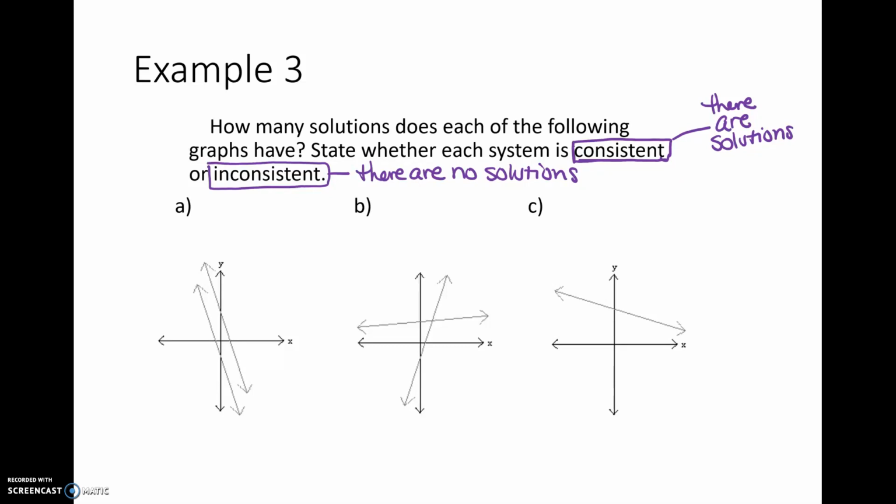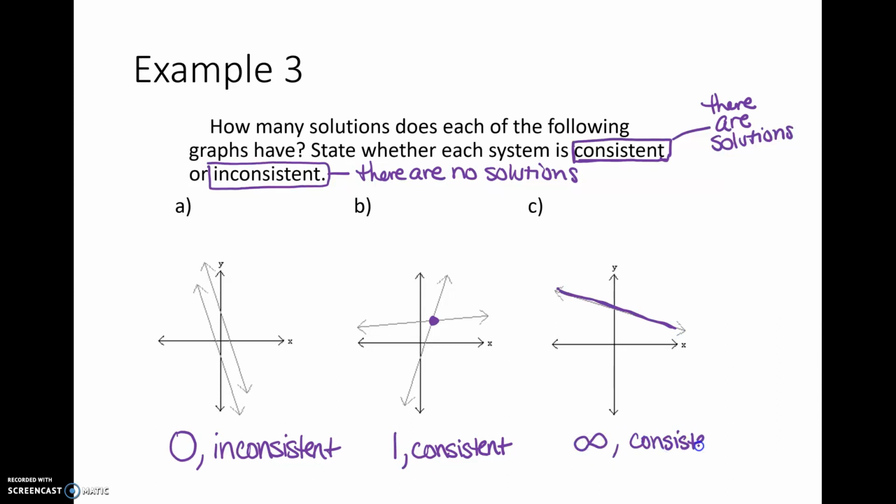So A shows 2 lines that are parallel. So there are 0 solutions and it is an inconsistent system. B, the 2 lines cross at 1 point, so there is 1 solution and it is a consistent system. C, it doesn't look like there's 2 lines graphed, but that's because the 2 lines are lying right on top of each other. Whoa. So there are infinitely many solutions, and that is a consistent system.